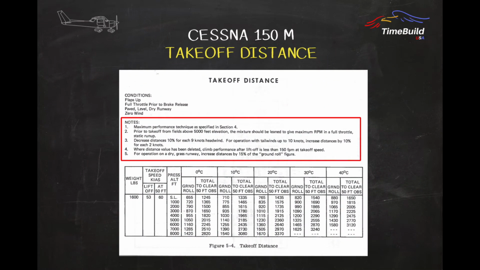In addition to the takeoff performance technique, the notes recommend leaning the mixture for maximum RPM at density altitudes exceeding 5,000 feet. The effect of wind is addressed in note number 3, which decreases distances by 10% for each 9 knots of headwind and increases distances by 10% for each 2 knots of tailwind. While TimeBuildUSA does not permit operations from other than paved runways, Note 5 increases distances by 15% of the ground roll figure when operating on a dry grass runway.